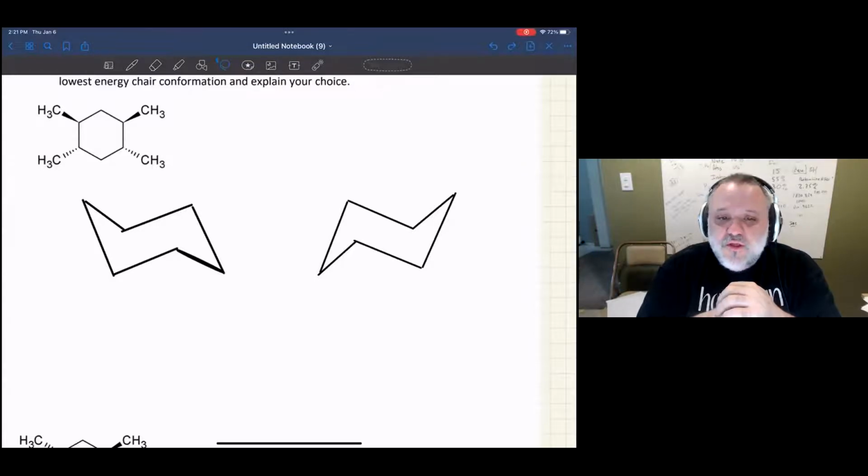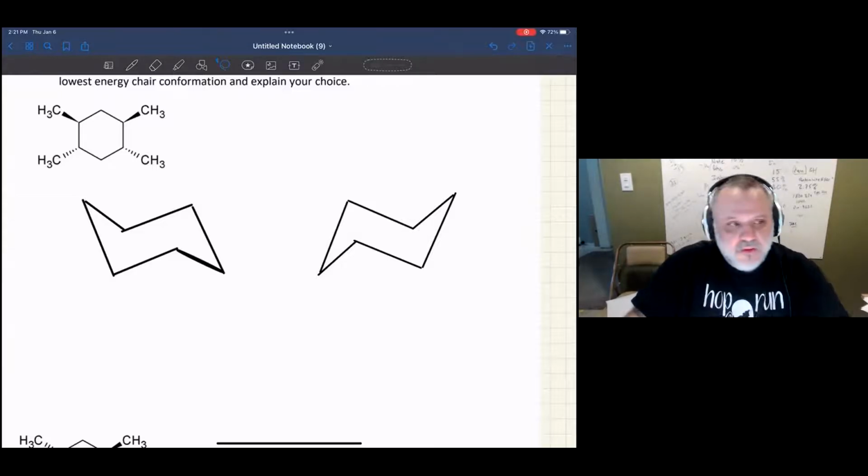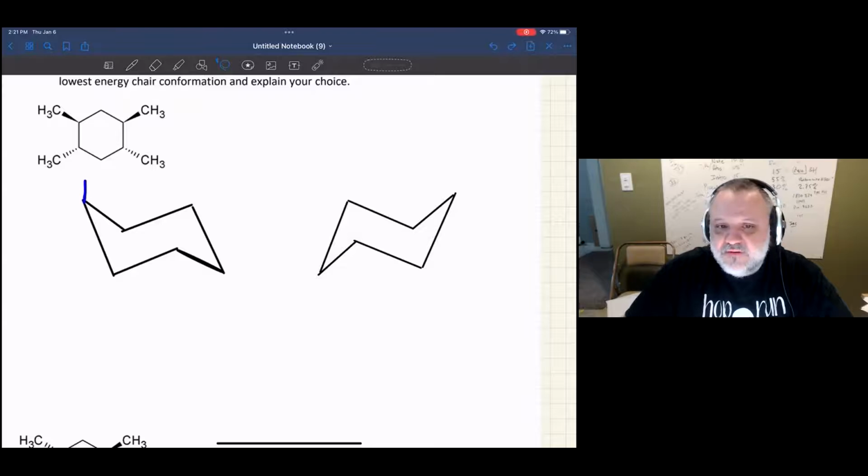And when you do draw them, we need to draw them consistently and correctly. The reason I do it this way is because I don't have to think about it. It's just the same way every time. I always start with the top leftmost atom, and I start by drawing an up bond. So up, down, up, down, up, down.